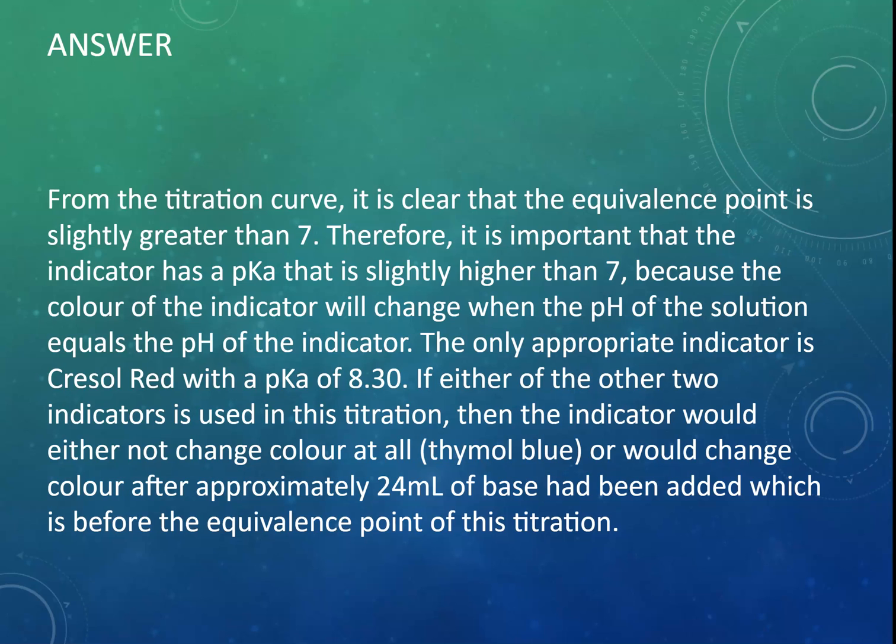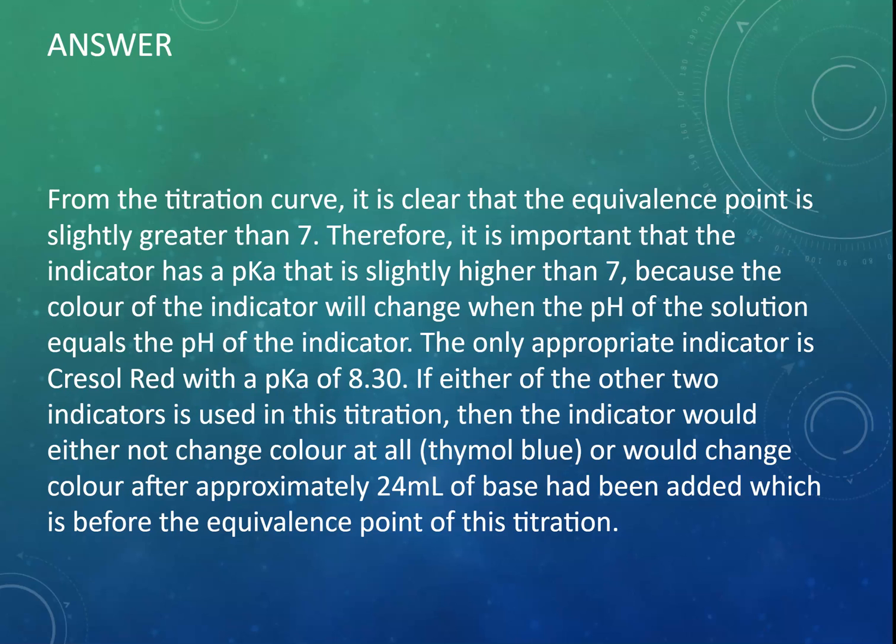There's a typo for you. The only appropriate indicator to use is Cresol Red, which has a pKa of 8.3. If either of the other two indicators is used in this titration, then the indicator would either not change colour at all, which would be thymol blue, or would change colour after approximately 24 mL of base has been added, which is before the equivalence point. You could go on to finish that off and say, therefore, you would not get an accurate indication of the equivalence point at this titration.